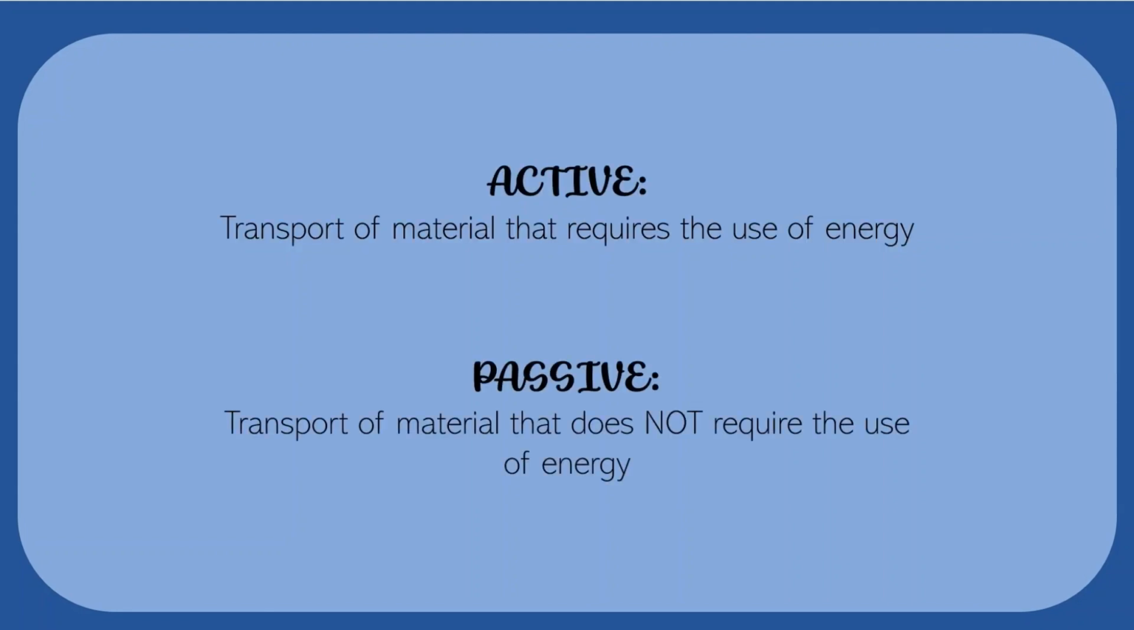Now let's look at the types of transport: active and passive. Active transport requires energy. Passive does not. Before we go in depth with the types of transport, we have to know what a concentration gradient is. It's a difference in concentration on both sides of a membrane. One side is always higher than the other.